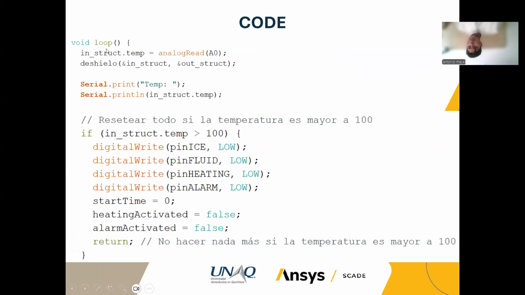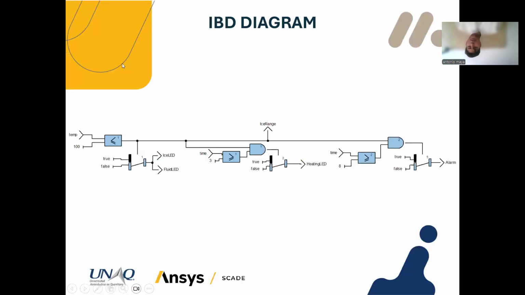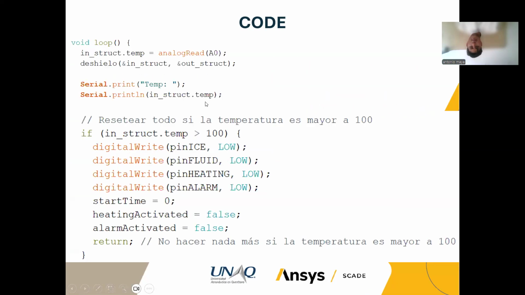Okay. What else? This is the loop. In the loop code, as I mentioned, the temperature sensor is going to be part of the input structure that comes from ANSYS SCADE. So we're taking this value temp from here and we're implementing it in an input structure. And we're going to say that this is going to be the analog read in an analog pin in the Arduino.